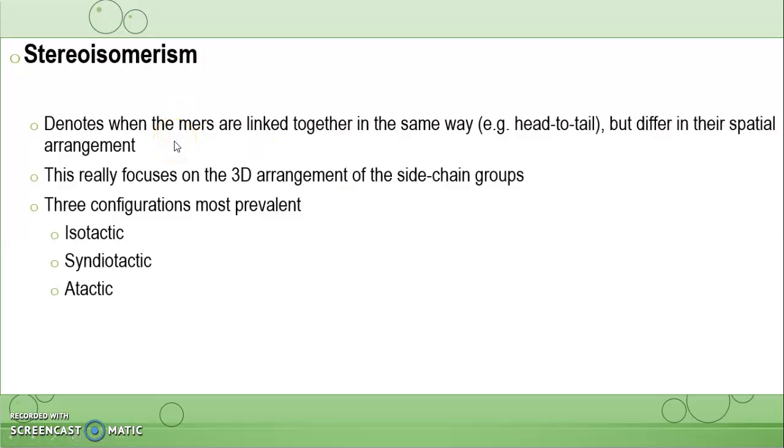Stereoisomerism denotes when the mers are linked together in the same way, for example, head to tail, but differ in their spatial arrangement. This really focuses on the 3D arrangement of the side chain group. So there are three configurations most prevalent, as I mentioned in the previous slide.